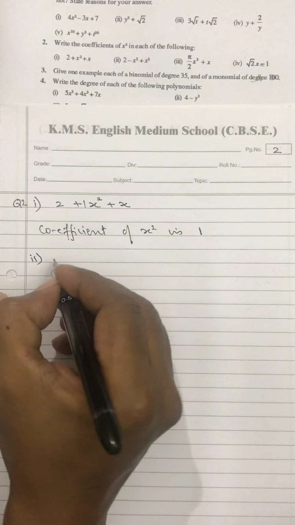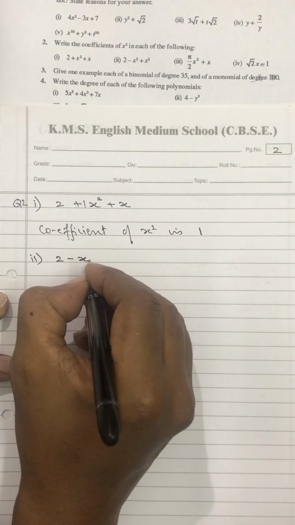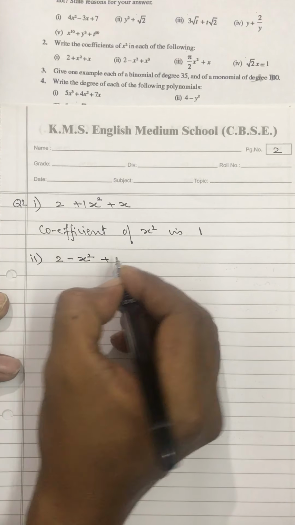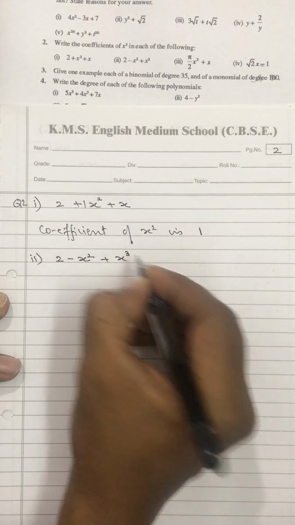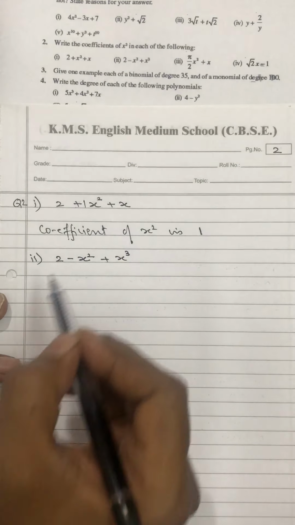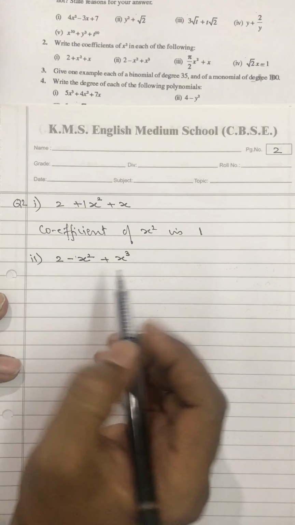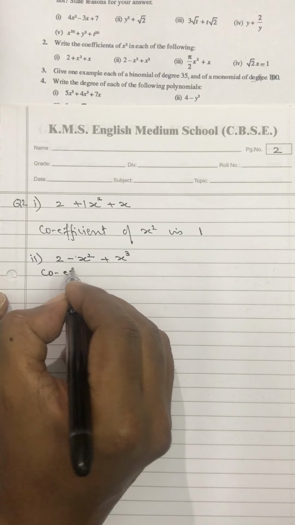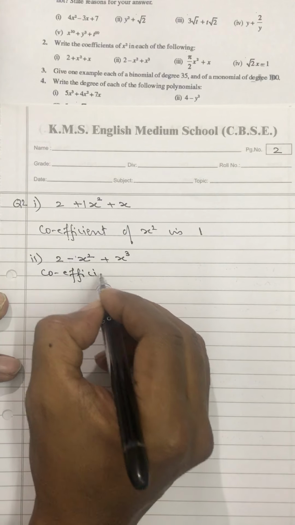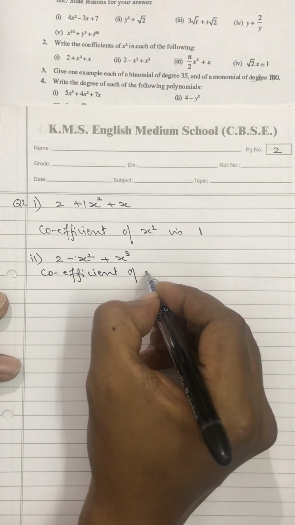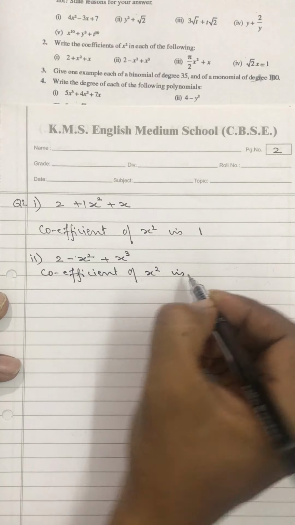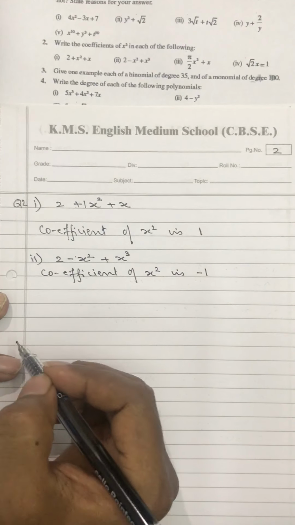Second, 2 minus x square plus x cube. In this case, x square is over here. The coefficient which is multiplying is minus 1. Here I will say the coefficient of x square is minus 1. Okay.